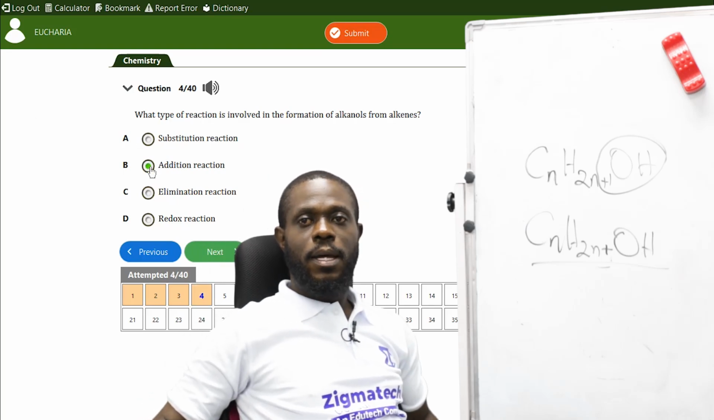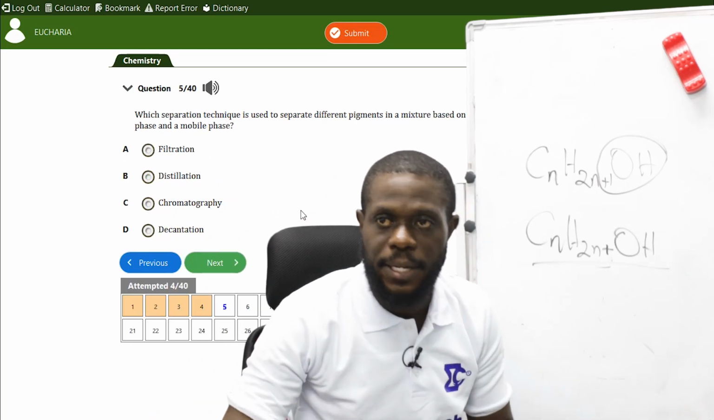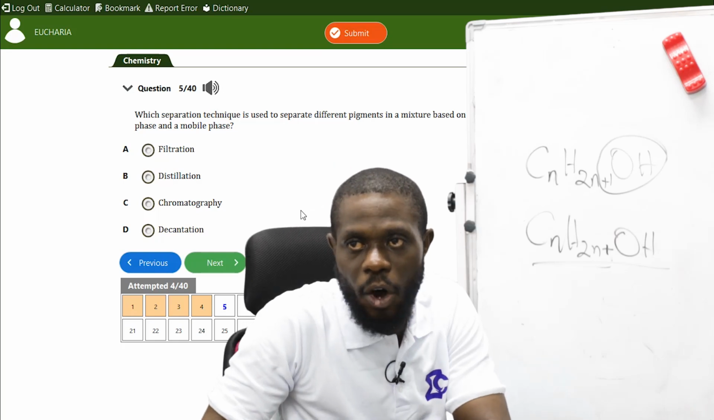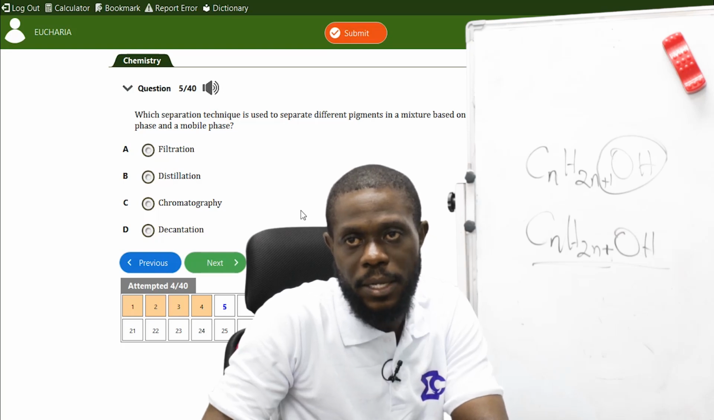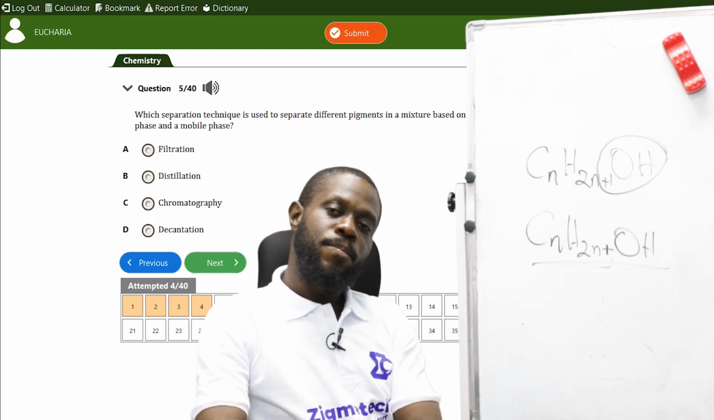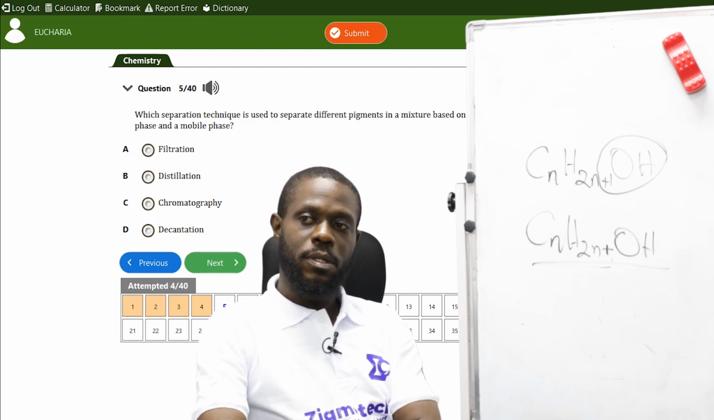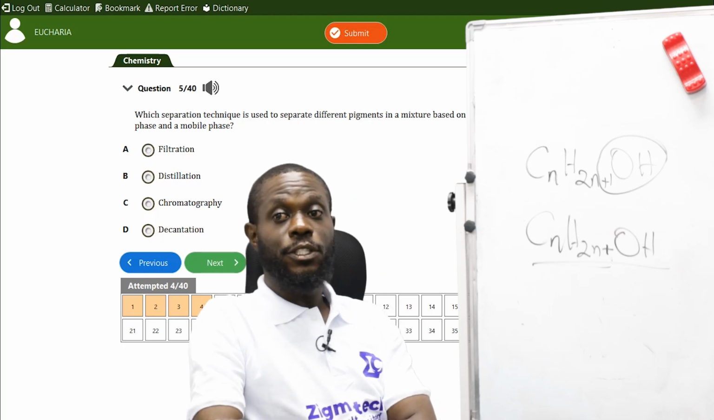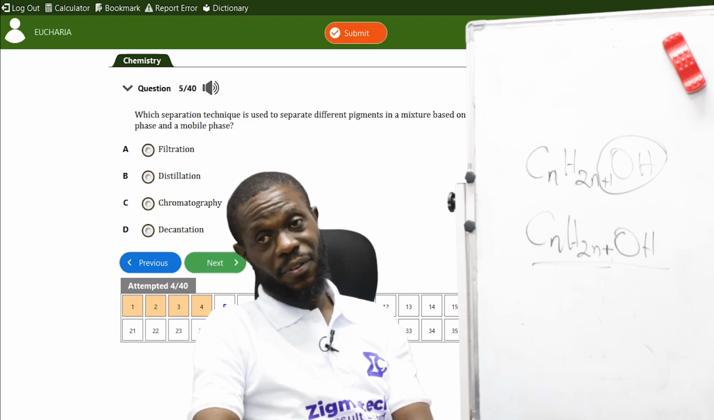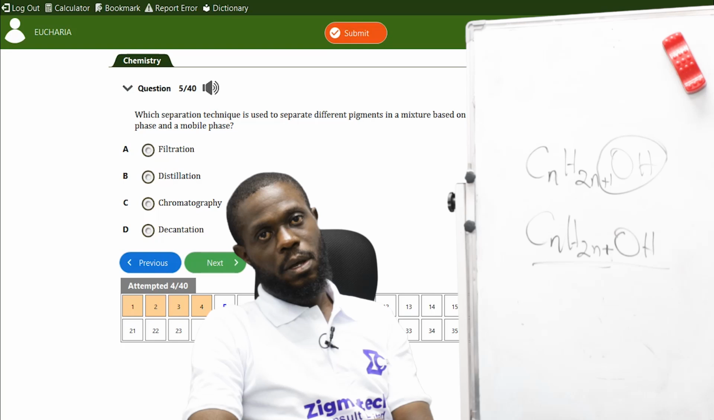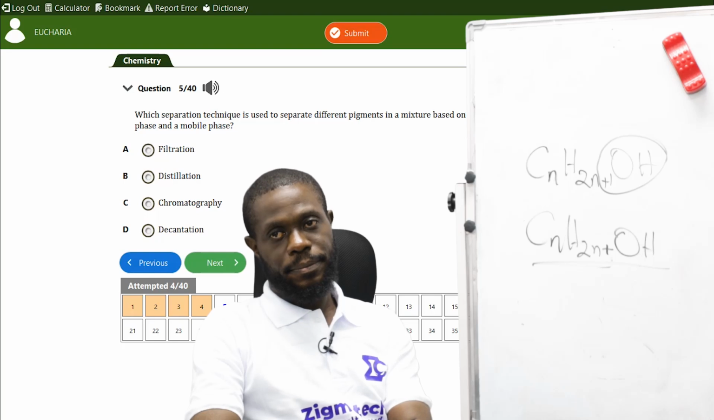B. The next one is, which separation technique is used to separate different pigments in a mixture based on their affinity for a stationary phase and a mobile phase? A, filtration. Filtration is used to separate solids from liquids. For example, I have rice and water. Or those local people that do pap.